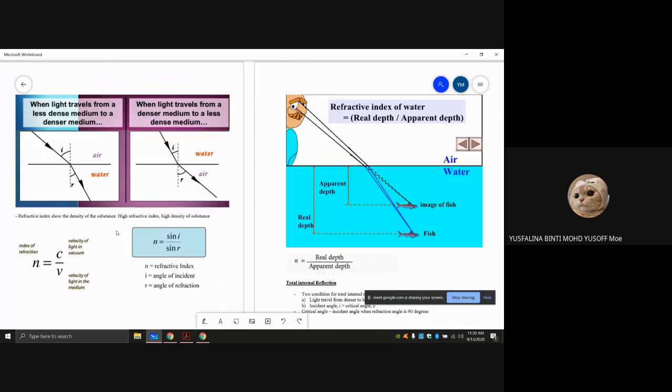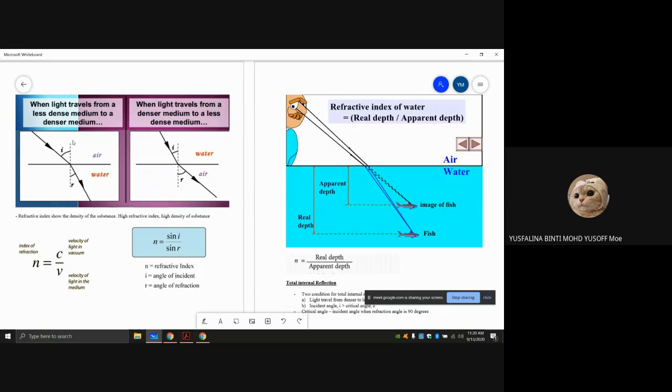All right, so there are two conditions for refraction. The first one is when the light travels from the less dense to the denser medium. So the less dense, let's say from air to water. Air is less dense than water, right? So you can see here.